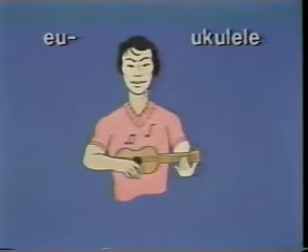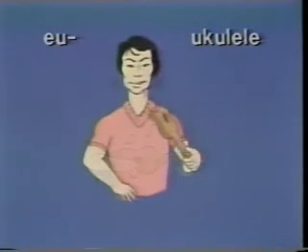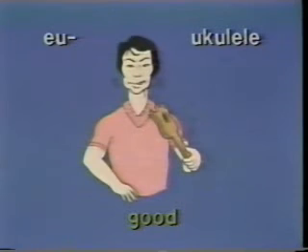Next, U. U sounds like the beginning of the word ukulele. U, ukulele. U means good. As you look at this image of ukulele, see the person eating it because it tastes good. It's as though he is saying, "This ukulele is really good." U, ukulele, good. Say it twice. U, ukulele, good.